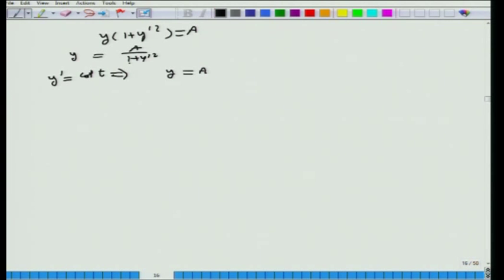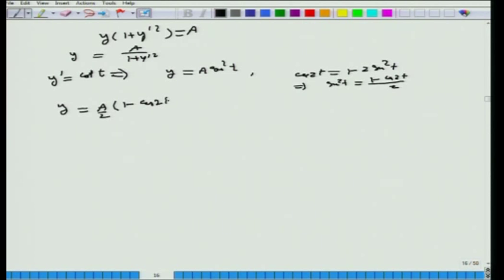So, this gives you cosec square. So, you get sin square t here, and then writing it as using the formula cos 2 t equal to 1 minus 2 sin square t. So, this implies that sin square t is 1 minus cos 2t by 2. So, we get y as a into a by 2 to 1 minus cos 2t.